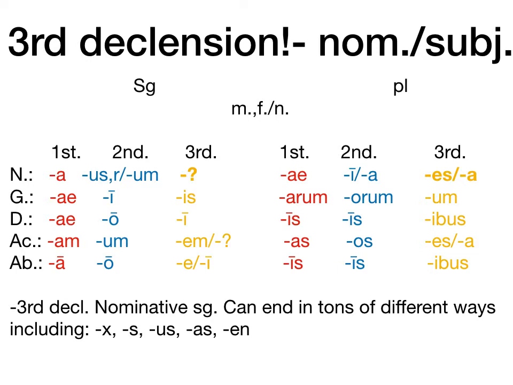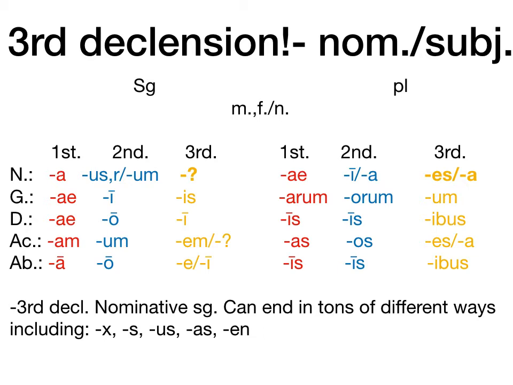We have some that end in S. We have some that end in US, which is kind of weird, so that'll make us think of second declension. They can end in AS. That's also weird because that can make us think of first declension accusative plural. And then we have a few, at least this chapter, that end in EN, which is an ending we've never seen. So EN and X and just S by itself, those are all endings we've never really seen before. So these will stand out.